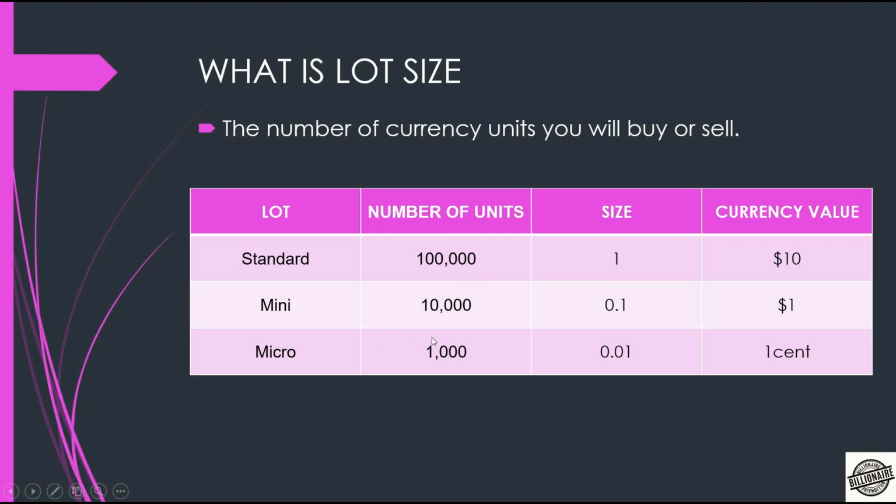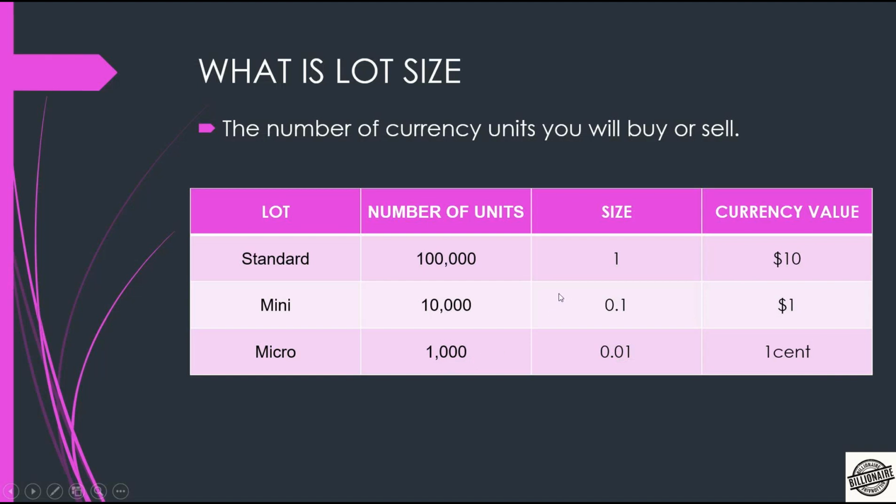The micro is 1,000. If I want to break that down a little bit further, it means that for you to take a position in the market, you must have at least $100,000 or pounds in your account to take a standard lot position. If you want to take a mini position, say a size of 0.1, you must have at least $10,000 or pounds in your account. If you want a position of 0.01, you must have at least 1,000 pounds or dollars in your account. That's what it means.